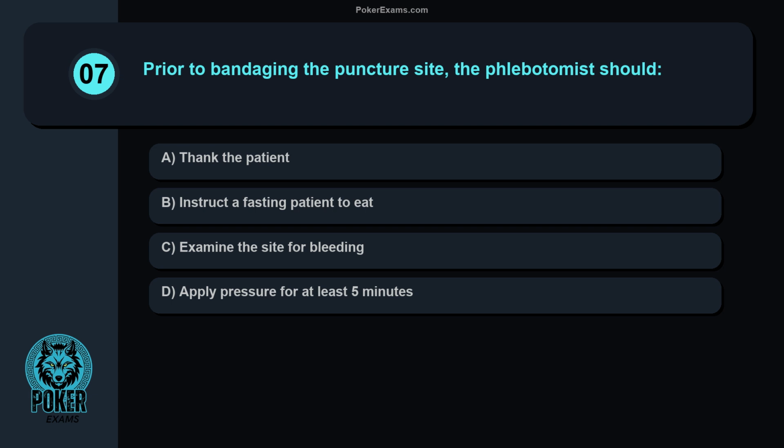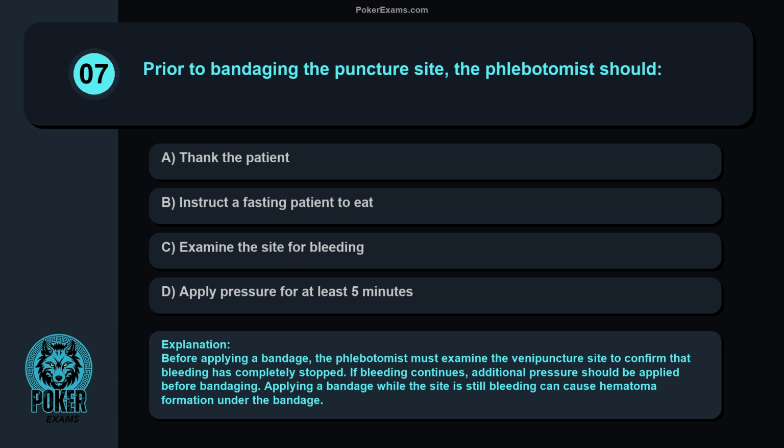Question 7. Prior to bandaging the puncture site, the phlebotomist should thank the patient, instruct a fasting patient to eat, examine the site for bleeding, apply pressure for at least 5 minutes.